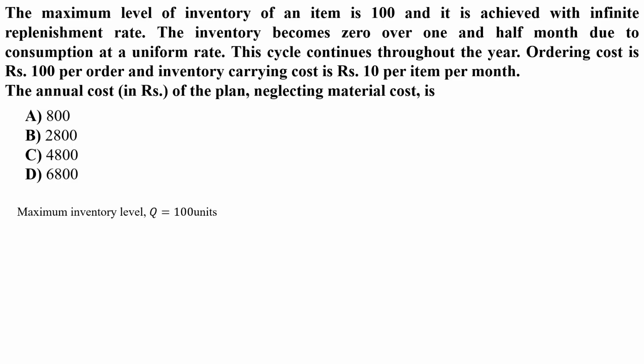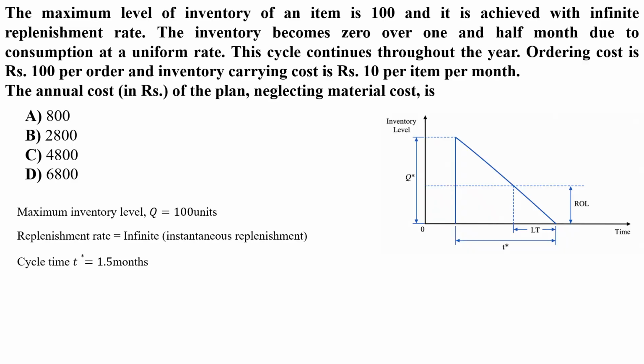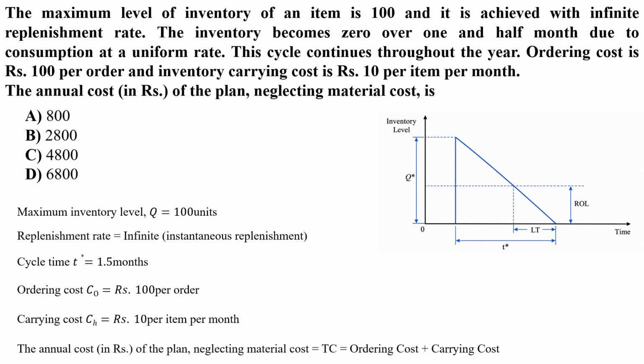Here the maximum inventory level Q is given as 100 units. Next, the replenishment rate is infinite, and the cycle time is given as 1.5 months. So T star equals 1.5 months. The ordering cost C0 is given as 100 rupees, and the carrying cost CH is 10 rupees per item per month. Then we have to determine the total annual cost.